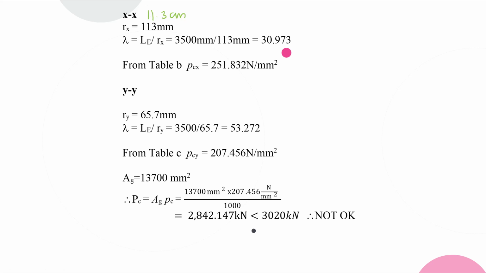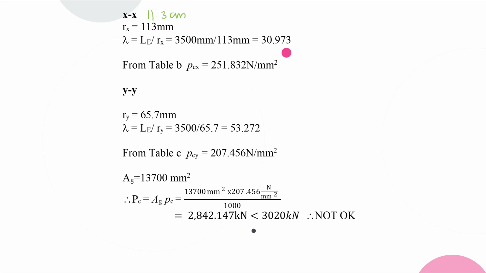And we know that to check the slenderness ratio, it is effective length divided by radius of gyration. We have the effective length that we calculated in the previous slide, 3500, divided by this radius of gyration, you get 30.973.